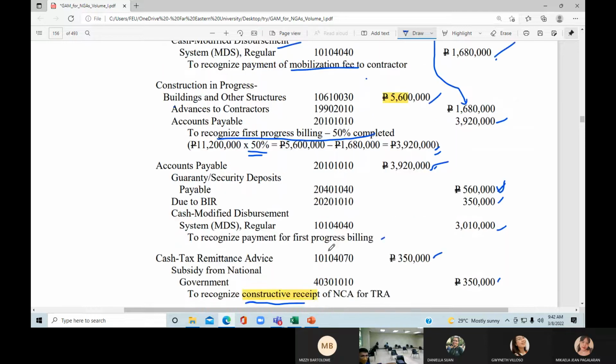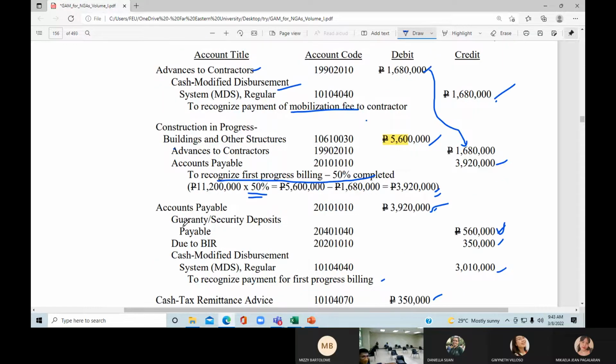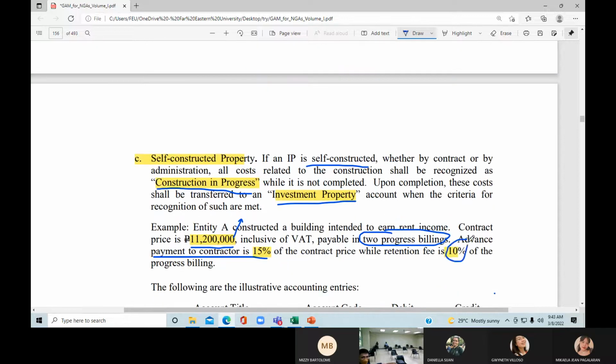Okay, then syempre babayaran na yan, no? Yung accounts payable. Debit accounts payable 3,920,000. Credit guarantee security deposits payable. So ano ba yung 560 na yan? Yan yung 10% of the progress fee.